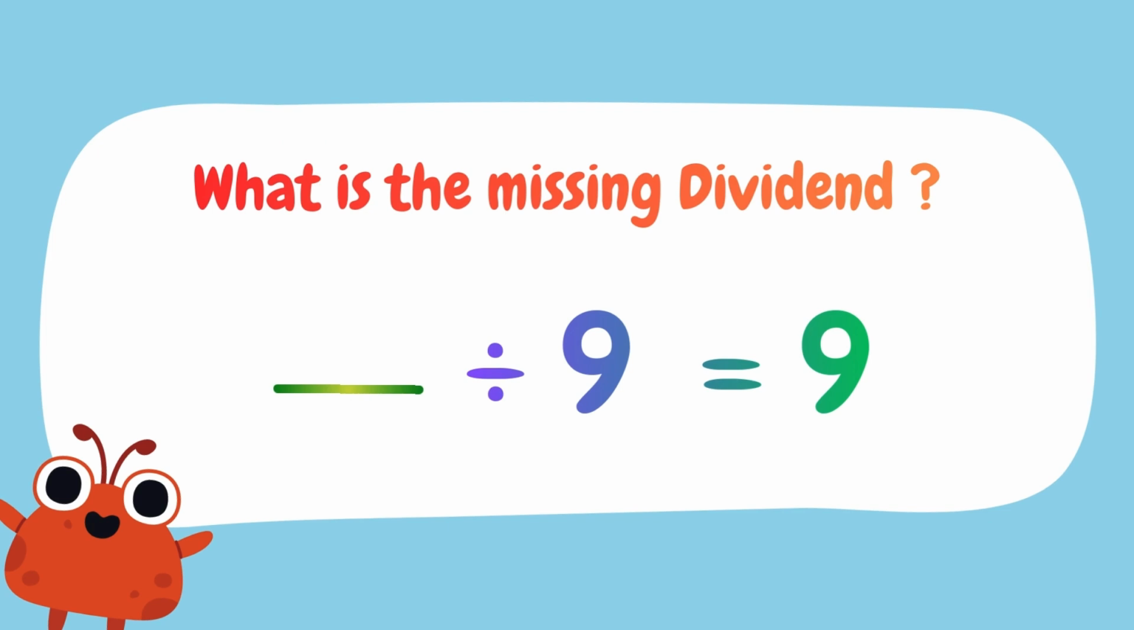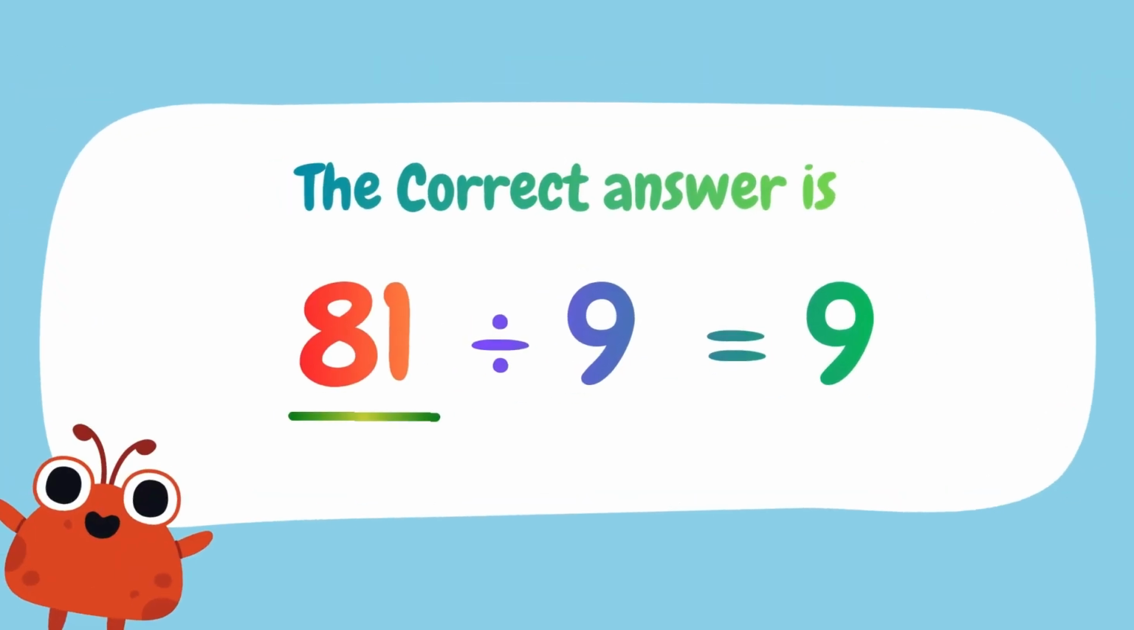What is the missing dividend? The missing number is 81. 81 divided by 9 equals 9.